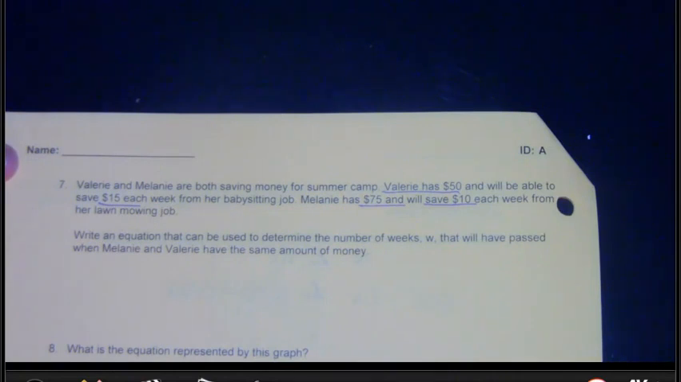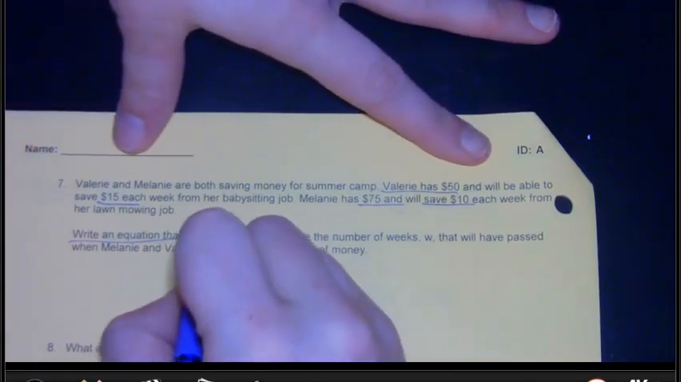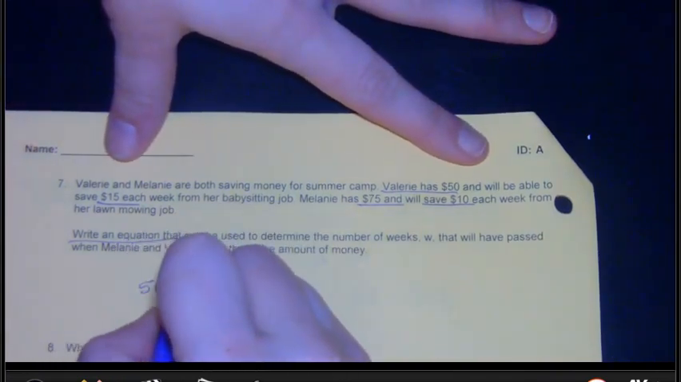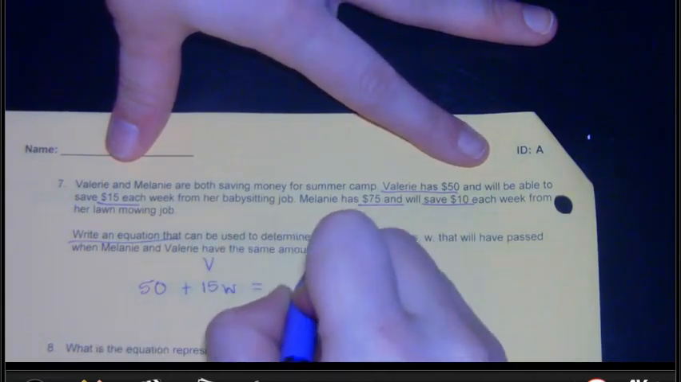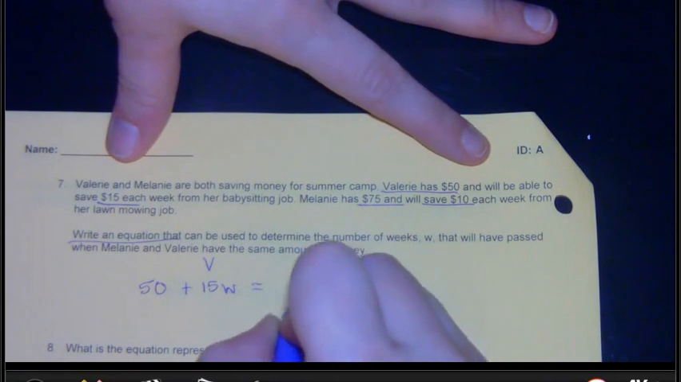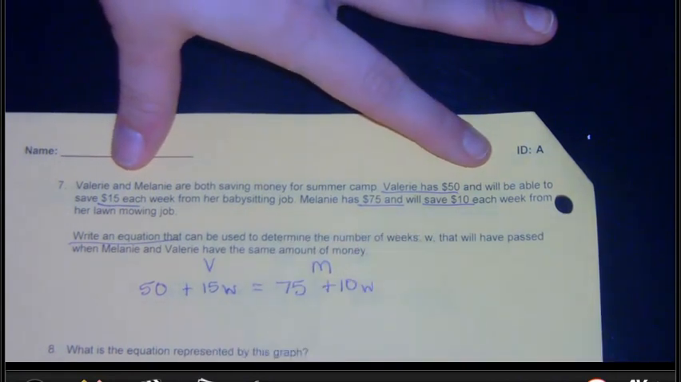Write an equation that can be used to determine the number of weeks W that will have passed when Melanie and Valerie will have the same amount of money. So it's just asking me to write the equation. For Valerie, she starts with $50 and then she's adding $15 per week. And we're setting this equal to Melanie, who starts with $75 and then is adding $10 per week.